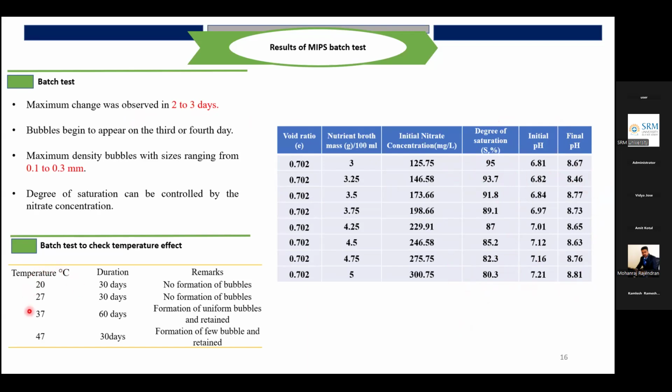So we have also checked the temperature variation, and what kind of impact it has on the air bubble or nitrogen production of this Pseudomonas bacteria. Normally, we identified that at 27 degrees Celsius, for 30 days, there is no formation of bubbles. At 37, with the temperature increased, in 30 days there is formation of uniform bubbles, and they are retained. And when the temperature is increased to 47, even with a shorter duration, there is formation of bubbles, and they are retained.